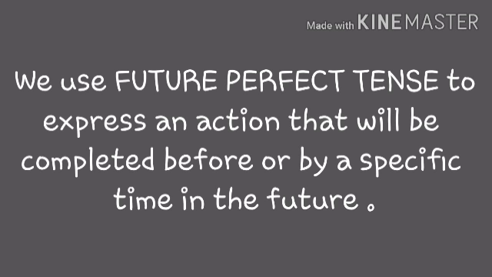Now we have to know when we use future perfect tense. We use this tense to express an action that will be completed before or by a specific time in the future. Remember, always we use future perfect tense when there is a particular time in the future. Always remember this thing, children.